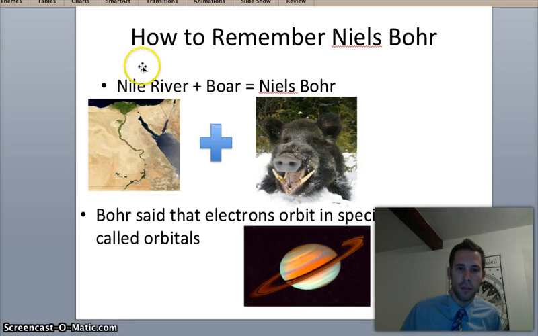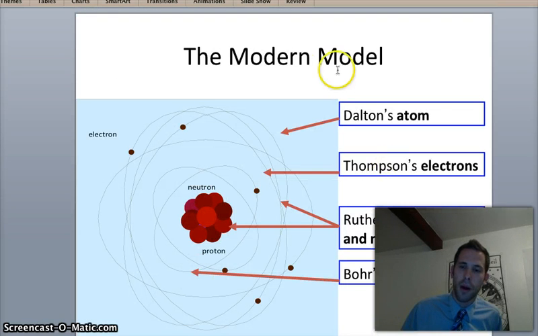And Bohr, the Nile River plus Bohr, as we remember Niels Bohr. And he said the electrons orbit in specific rings called orbitals, just like Saturn, the rings around Saturn. And we have the modern model of the atom. Dalton's atom turned into Thomson's electrons, plus Rutherford's empty space in the nucleus right in the middle, and then Bohr's energy levels. And we have what's known as the modern day atomic principle.